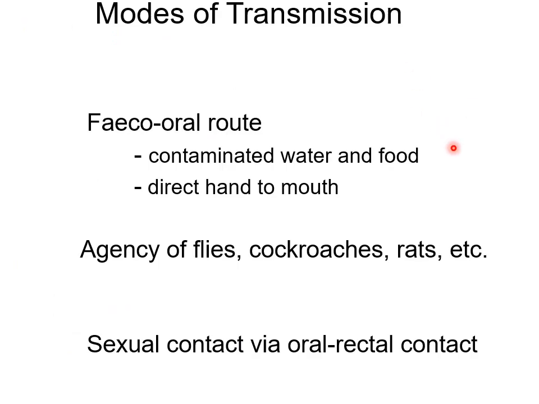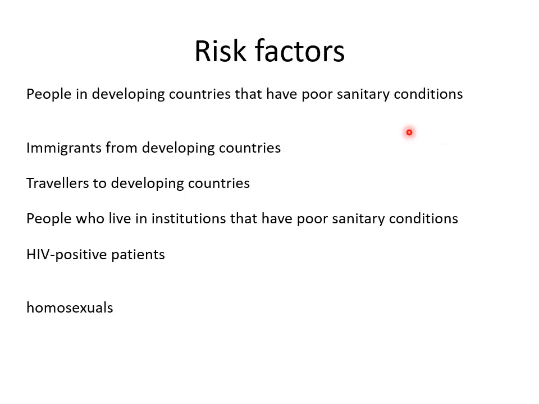Modes, of course, are contaminated water and food, or direct hand to mouth, then agencies and sexual contact via oral and rectal contact. What are the risk factors? Poor sanitary conditions, immigrants who are coming from developing countries, travelers going to developing countries, HIV positives and homosexuals. Because you know the route of transmission and the endemicity, you realize that these statements can bring clarity now.